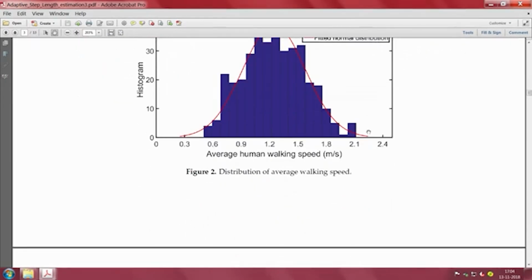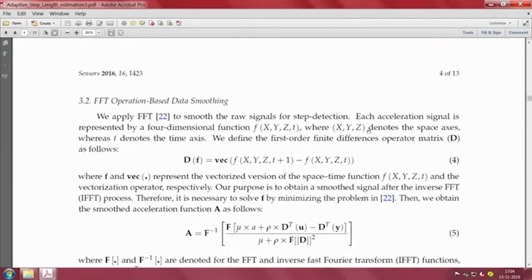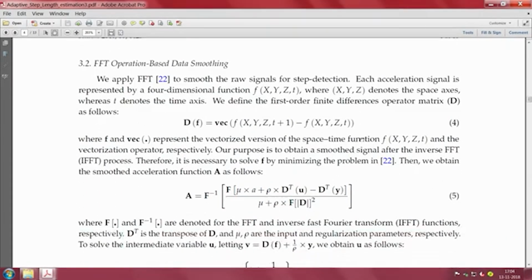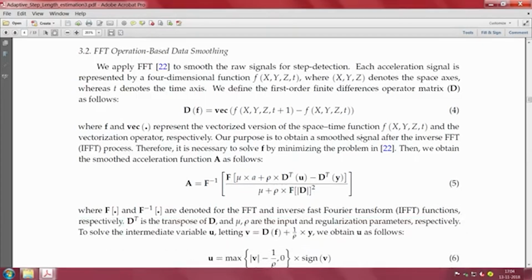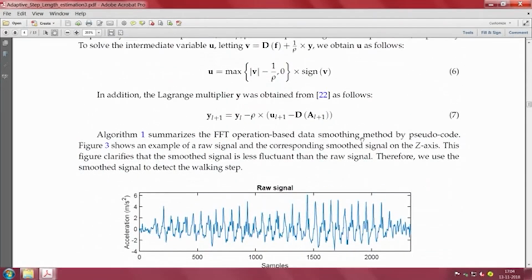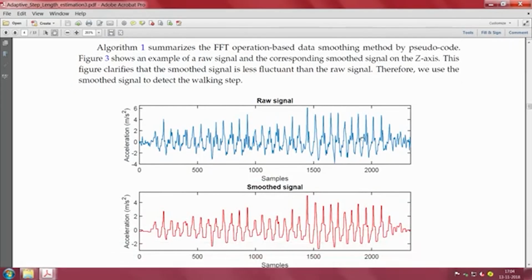So what a nice way to do it. I would say it is a really well written paper. Then they do FFT for data smoothing. You can go through this in detail, but what is interesting is this. Look at the top picture which is the raw signal, and look at the smoothened signal.